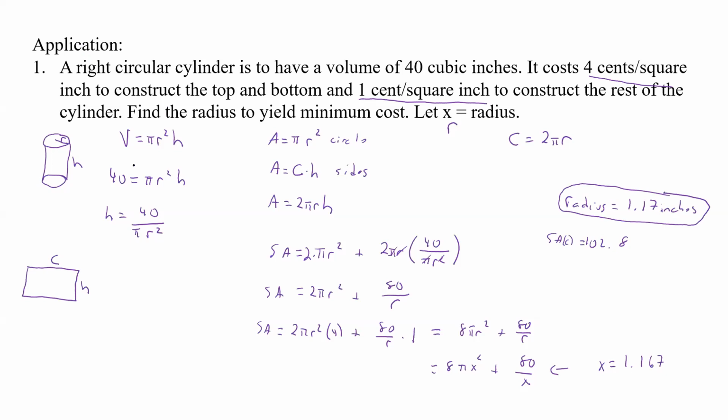And then we could get our height. We could plug that in. If we plugged it into h over here, then we would have h equals 40 over pi times 1.17 squared. And plugging that into my calculator, 40 divided by pi times 1.17 squared, the height is going to be roughly 2.96 inches. And so then we could come up and make sure everything worked out there. But again, this is the key number, 1.17 inches for our radius of the circle.